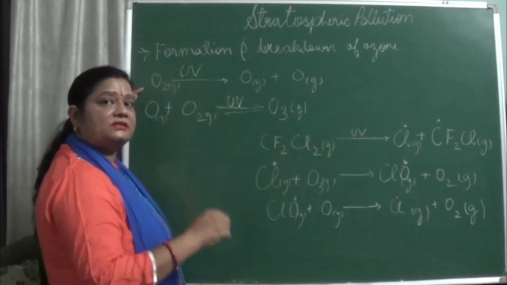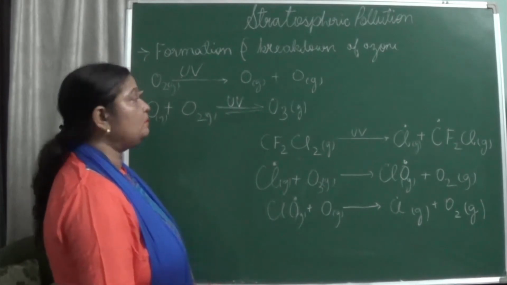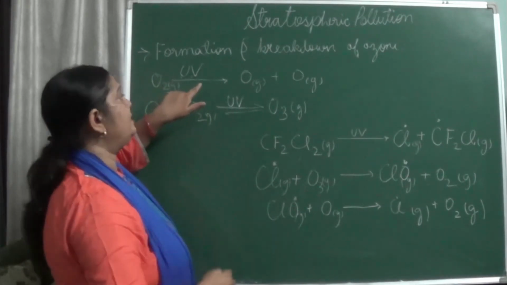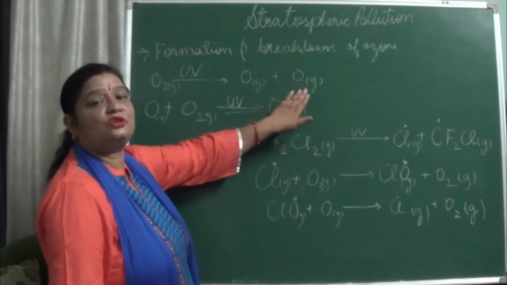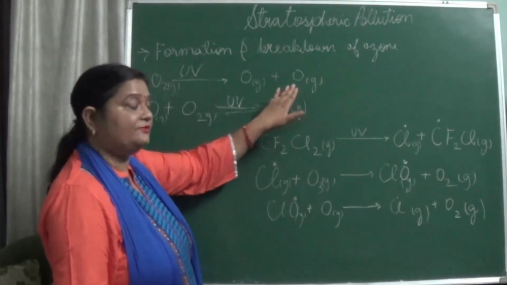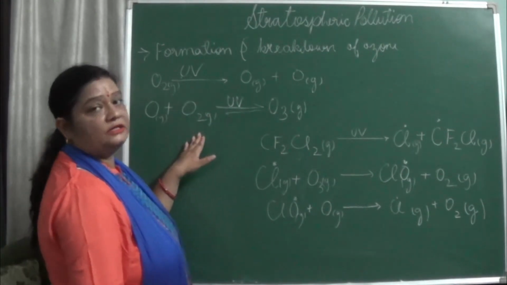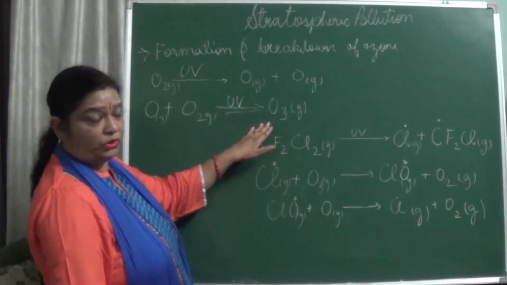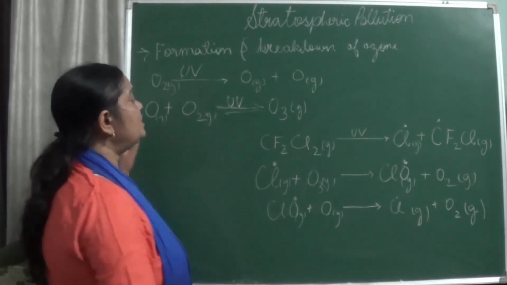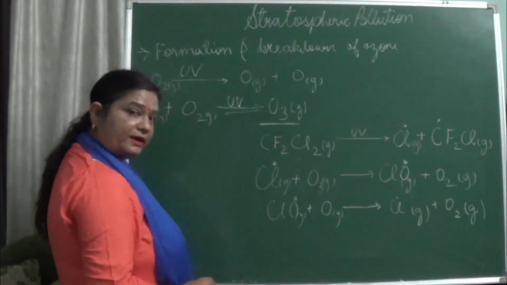Oxygen, nitrogen and ozone are present in the stratosphere. The O2 molecule, due to the ultraviolet radiation of the sun, breaks up into two oxygen atoms, in the nascent form. Now this nascent oxygen again combines with one molecule of oxygen to form ozone, O3. This O3 protects us from the harmful radiations.